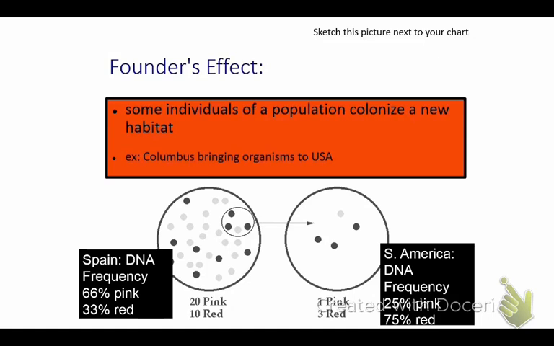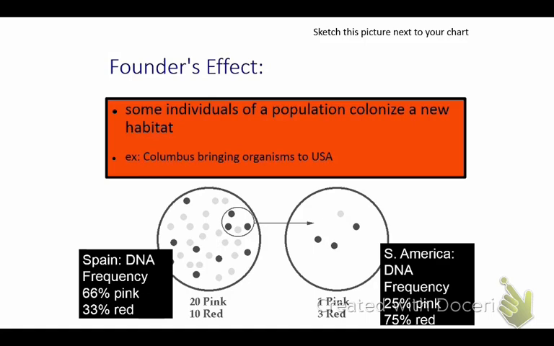So here you can see in Spain, the DNA frequency is 66% pink and 33% red, right? That's kind of like our blondes versus brunettes in our example. And then a few of them were like, hey, let's get on this boat and go to South America. And it was only one pink person and three reds. So you can see the shift in the allele frequency, right? 66% pink in Spain versus 25% pink in South America. Does that make sense? A little bit.